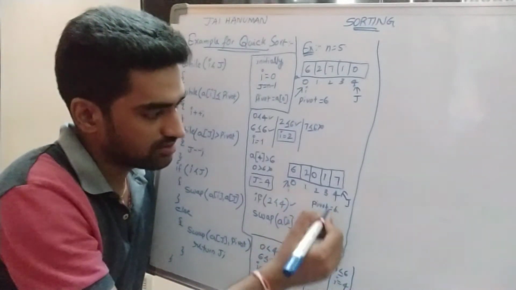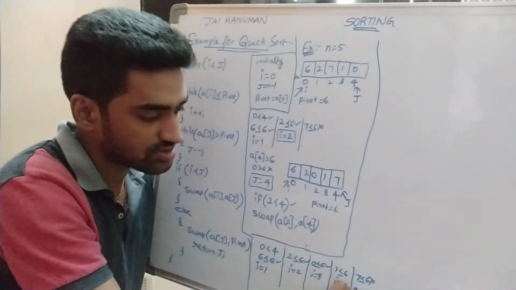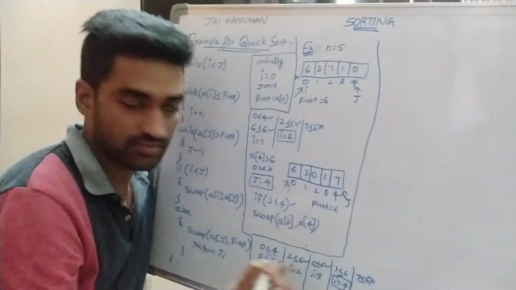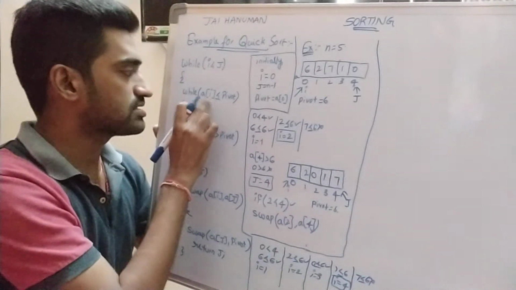Then we are checking 7 less than or equal to 6. The condition fails, so that's why we stop the increment process. So the previous I value is set to be 4. After checking, this condition becomes a failure.